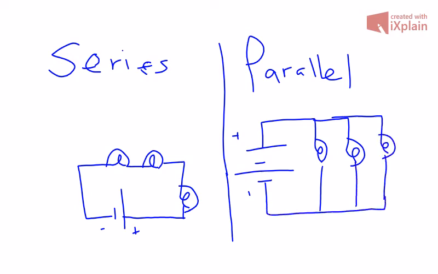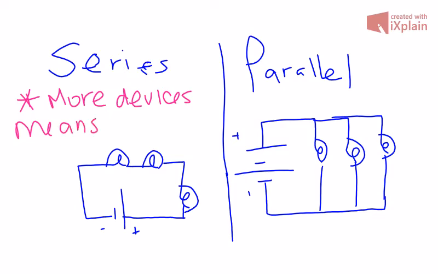Okay. So in a series circuit, what happens is as you add devices in series, so one after another, the more devices you have, the less powerful they become. So more devices means less power. And that's because they are sharing voltage. So the battery has a specific amount of voltage in it, and that voltage is being shared by all the devices in the series circuit. So as you add more light bulbs, each light bulb becomes a little less bright.